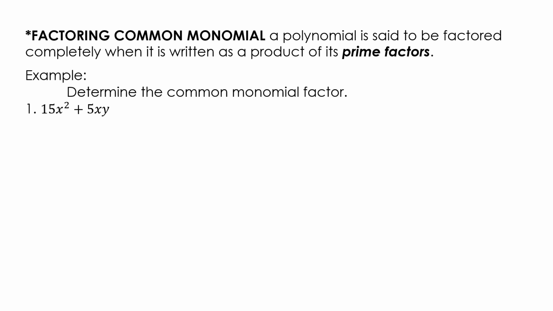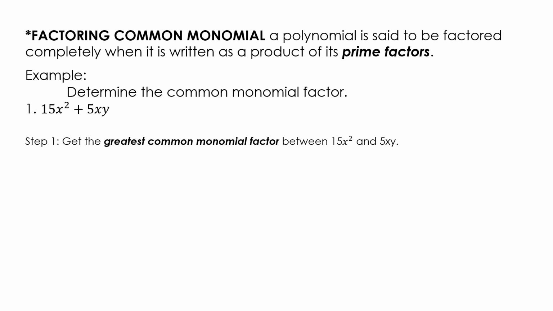Okay, so for example, determine the common monomial factor. Number 1: we have 15x squared plus 5x. So let us determine. Step 1: get the greatest common monomial factor between 15x squared and 5x. Start with 15 and 5. Look for the greatest number that can divide 5 and 15 without any remainder. So the answer is 5. So 5 is the greatest common monomial factor.